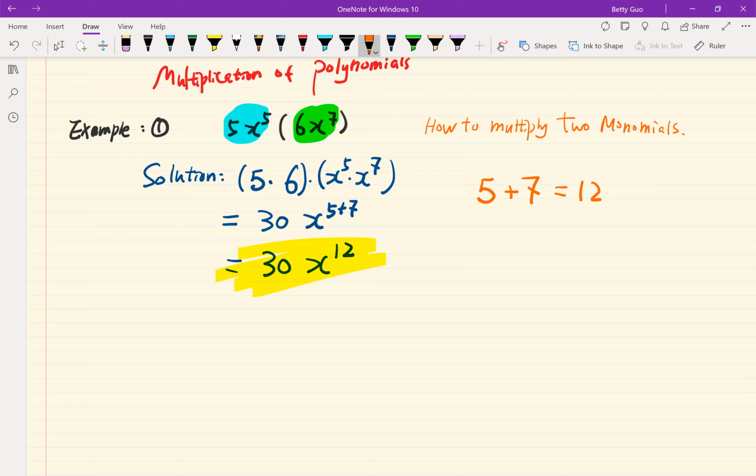So the first example shows us how to multiply two monomials. The product of two monomials is still a monomial. How do we multiply two monomials? We multiply their corresponding parts. Coefficient times coefficient. Variable part times variable part. Okay? Any questions? And let's see the second problem.